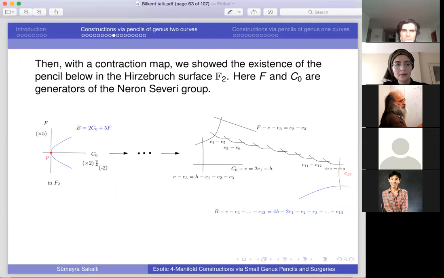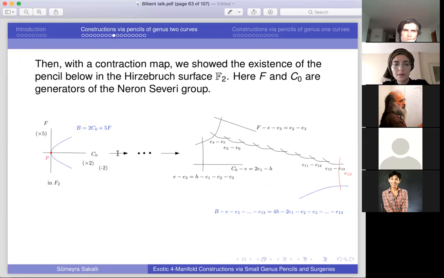And next, I take their formal sum. So I'm taking 2 times C0 plus 5 times F. And that formal sum is a member of a very ample linear system. And then in that system, we are able to find some other members like the B curve. It is an irreducible component of that very ample linear system. And they also intersect at this special point P. It has higher multiplicity.